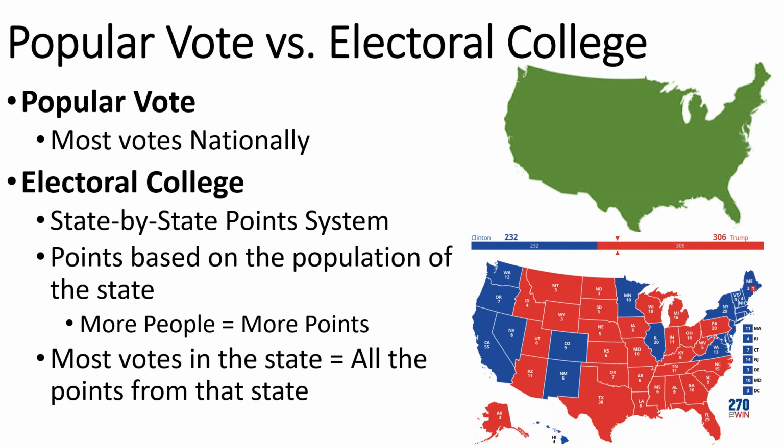Whoever gets the most votes in Texas, regardless of the difference between the winner and loser, you can win by as many votes as you want, or in a slim margin of just 100 or 1,000. You get all the points of that state. That's how the Electoral College works.